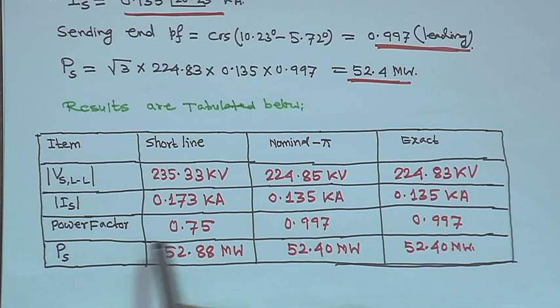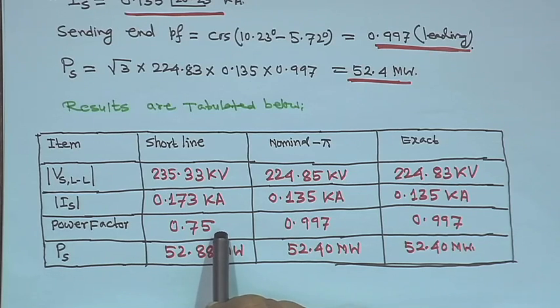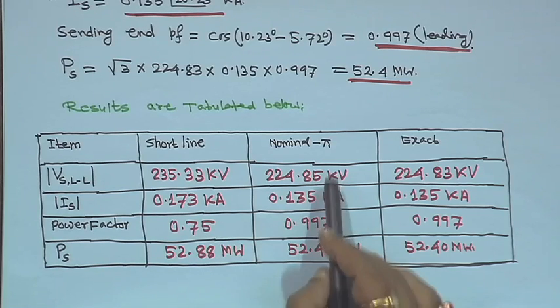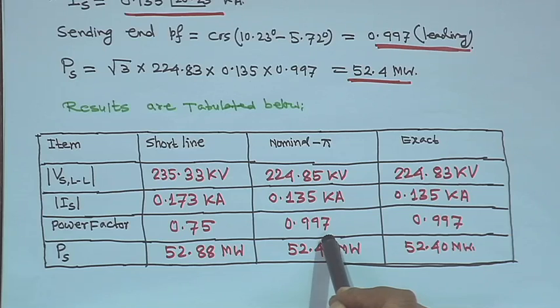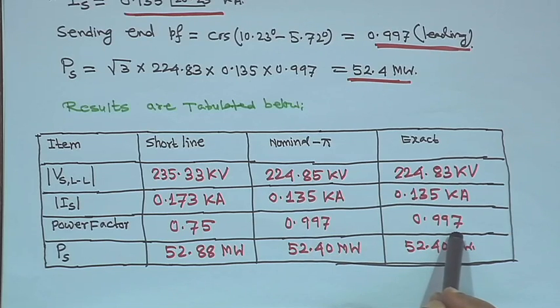And the power factor, when you are not considering anything, for a short line with no charging, is 0.75, but if you consider nominal pi or the exact method, the power factor is much improved, 0.997, and both are the same. This is again the same philosophy, this is happening due to consideration of charging admittance.